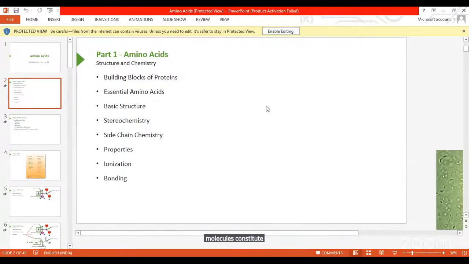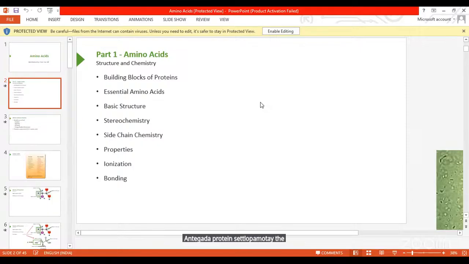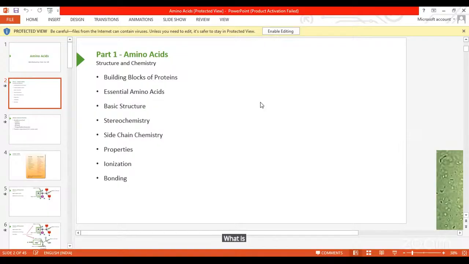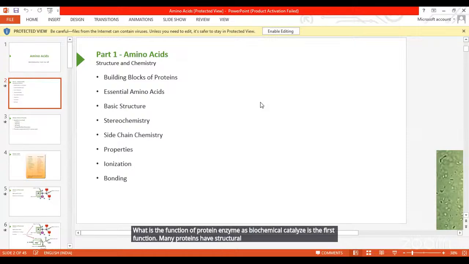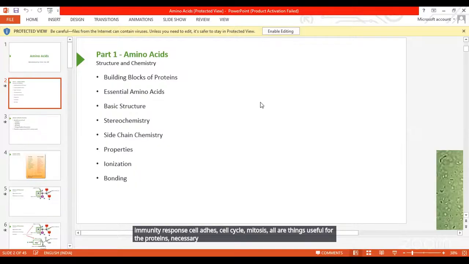Proteins are constituted of polypeptides joined by peptide bonds between the amino and carboxyl groups of the amino acid residues. అంతే కదా, ప్రోటీన్స్ ఎట్లా ఫామ్ అవుతాయి? What is the function of protein? Enzymes as biochemical catalysts is the first function. Many proteins have structural or mechanical functions. All proteins are important in cell signaling, immune response, cell adhesion, cell cycle, mitosis. Necessary components in animal cells, not only animal cells, all cells.